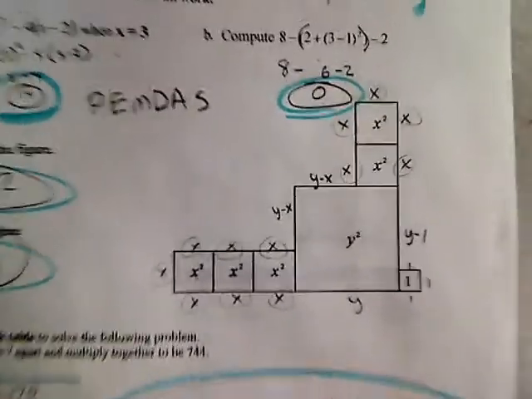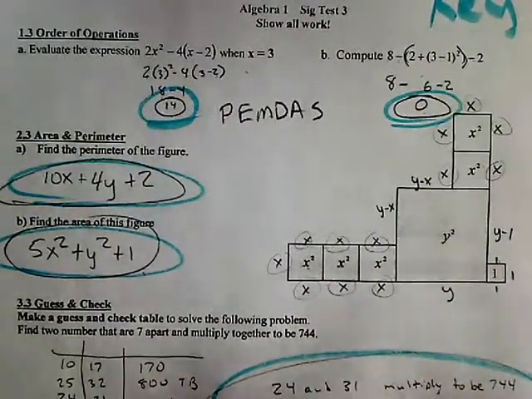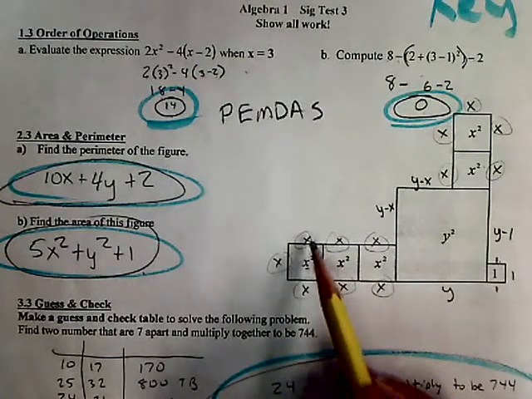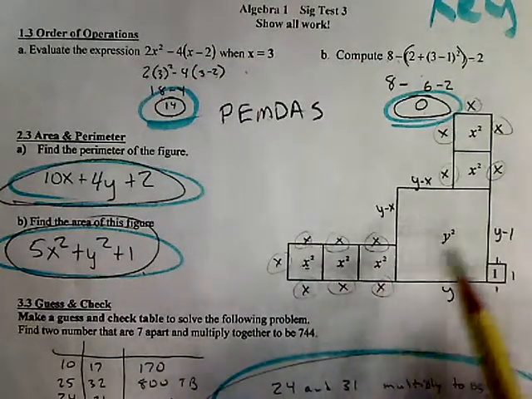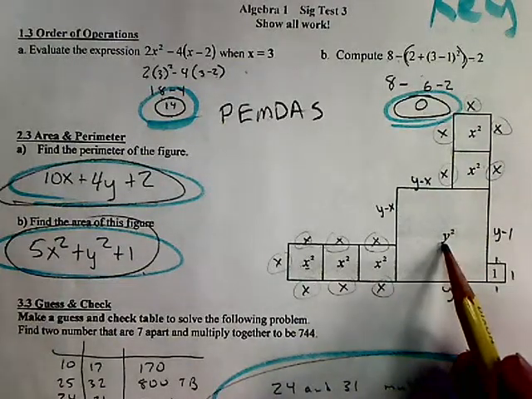This one, back up a little bit. There we go. That's an x squared. So that means it's x times x is x squared. So that's the x, the x, the x, the x. Same thing up here. Y times y gives me y squared.